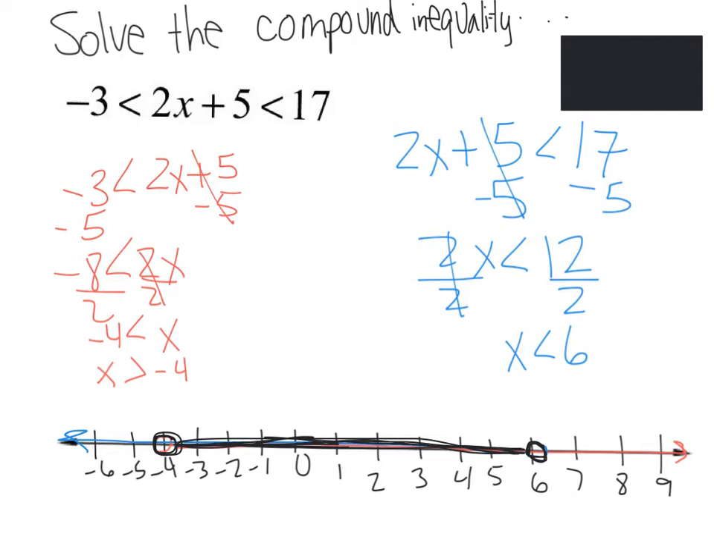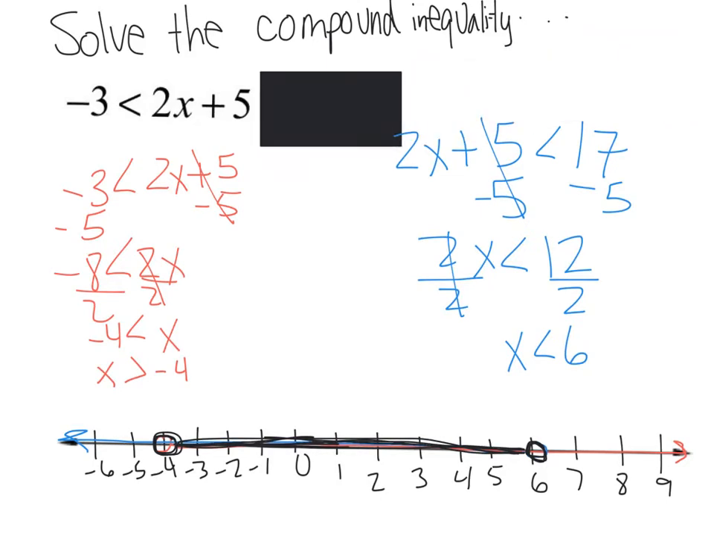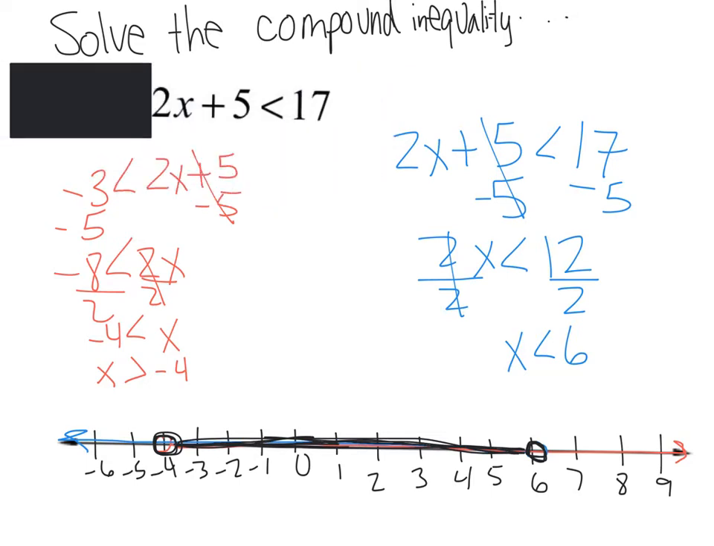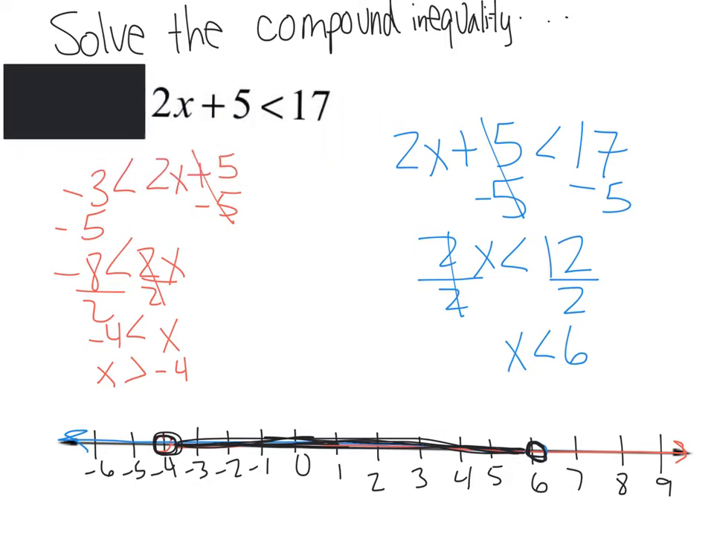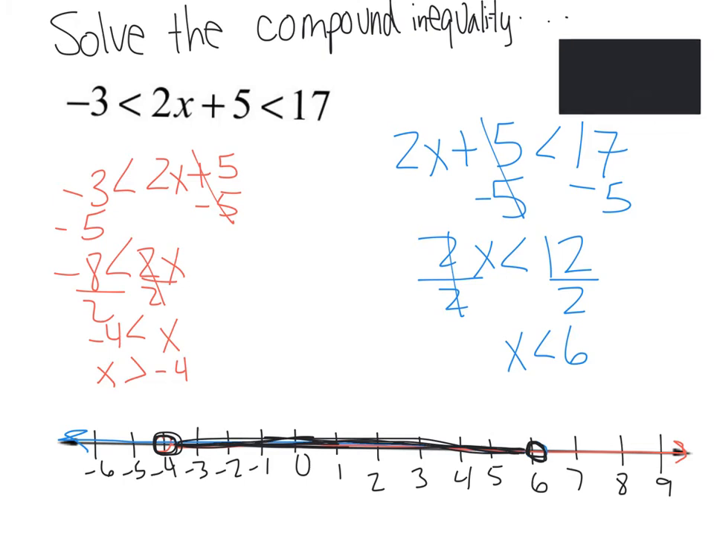Okay, so that is one way that we could do this type of problem. Splitting this up, you don't even need an actual block or anything like this. You can just use your hand or something and cover up each side. So you're breaking this into two separate inequalities. So one where -3 is less than 2x plus 5. The other one where 2x plus 5 is less than 17. That's one way to do it.